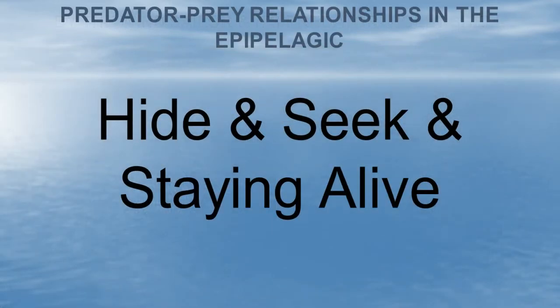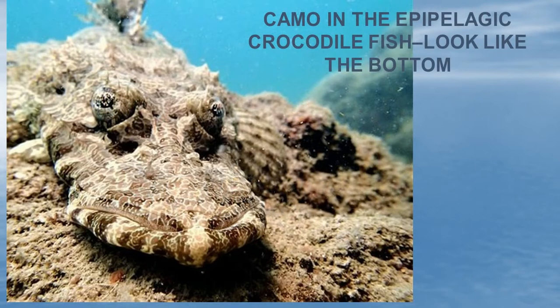So our predator-prey relationships in the epipelagic are interesting. They have to hide and seek and stay alive. Okay, so remember we're looking at no bottom. We'll be looking at a little bit of camouflage here, but for instance, our first slide, this is called the crocodile fish. Even though this picture shows him on the bottom, we don't really think of him as a bottom dweller. If he's swimming and there's a fish above him that looks down, he will blend in with what's below him. So that'll give him some good camo right there. Now he can use camouflage as a predator, lying in wait, or his camouflage is to protect him from becoming prey.